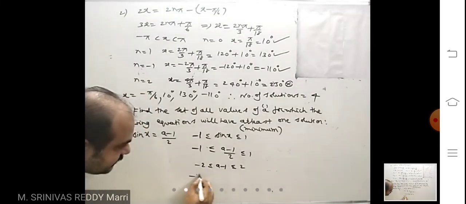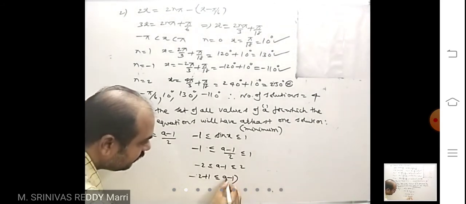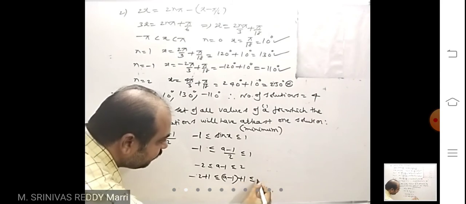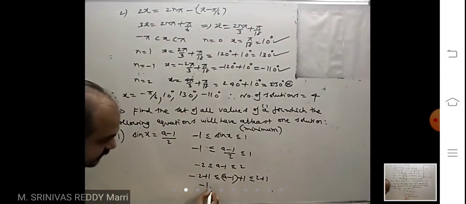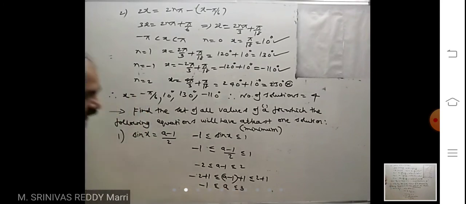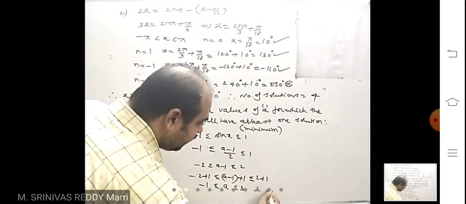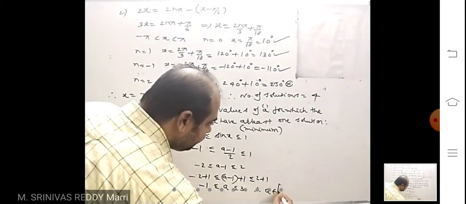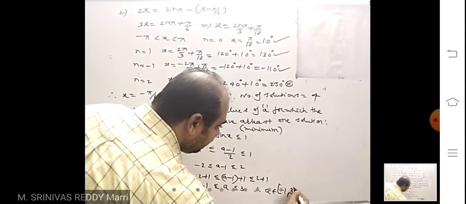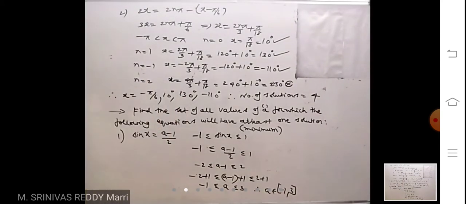Now add 1 to the inequality. Completely add 1, such that here you will get minus 2 plus 1, a minus 1 plus 1, 2 plus 1. That means this is minus 1 less than or equal to a less than or equal to 3. So therefore the answer is a must lie in the interval minus 1 to 3.